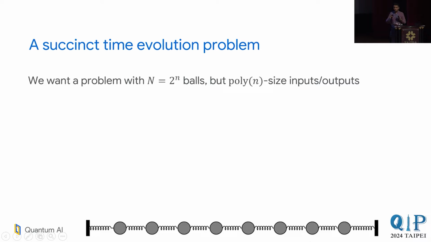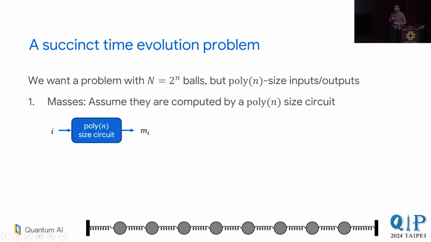So just to be clear, I want to talk about a system that has 2 to the n balls, but I want to tell you about the system in only poly n size, and I want the output also to be of poly n size. And this will open up the possibility of there being an exponential speedup. So how do I do this? Recall that there were 4 inputs from the previous slide: masses, spring constants, initial positions, velocities, and time. So let's start with the masses.